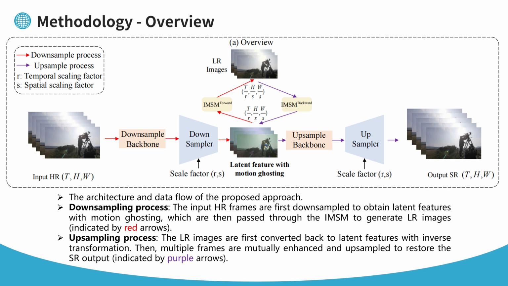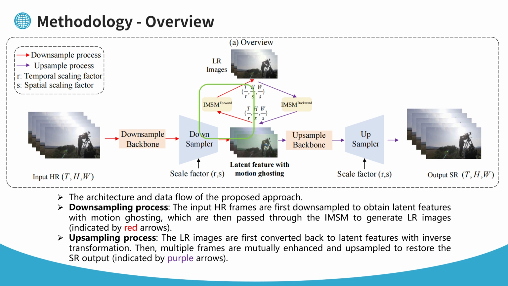This slide shows the overall architecture and data flow of our proposed method. The downsampling process, indicated by the red arrows, begins with input high-resolution HFR frames. These are first processed by a downsample backbone and a downsampler to obtain latent features. These features, which often exhibit motion ghosting, are then passed through our Invertible Motion Steganography module, IMSM, in the forward direction to generate low-resolution LFR images with embedded motion.